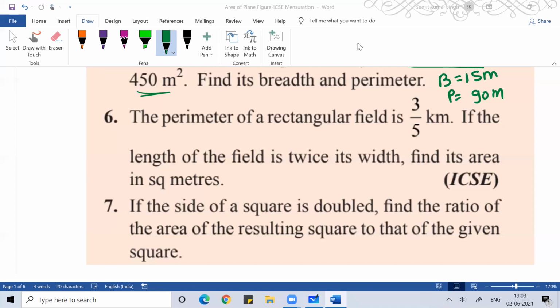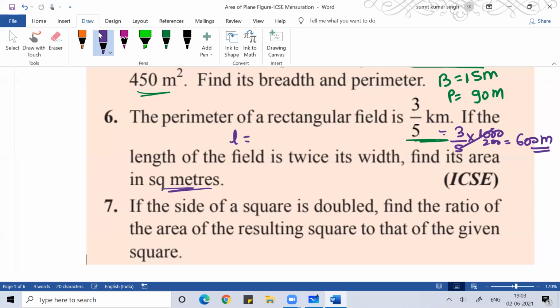See this one. So perimeter is given as 3 by 5 kilometer. They want us to find the answer in square meter. So I'll convert 3 by 5 kilometer into meter. 1 kilometer means 1000 meter. So if I convert this, 200, the perimeter is actually 600 meters. Correct, Dhoni? Yes, sir.